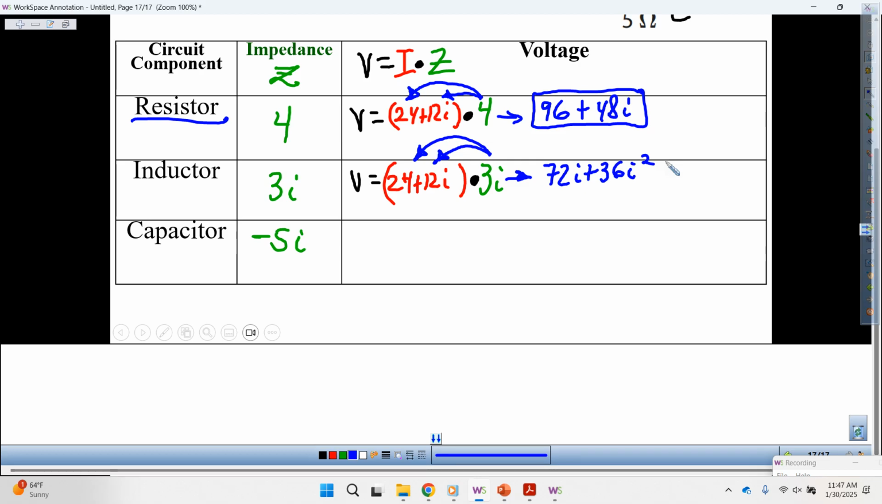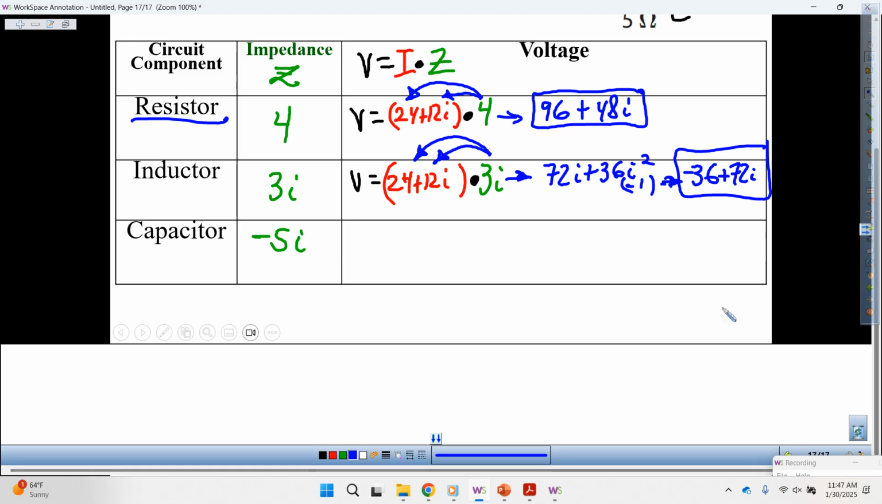Look up. Tell your neighbor what I need to do at the end. Substitute what for I squared? Negative 1. So this becomes negative 1 times 36 is negative 36. And then at the end we write plus 72I. That's the voltage going through the inductor. And you do the same for the capacitor, but instead of 3I, you substitute negative 5I.